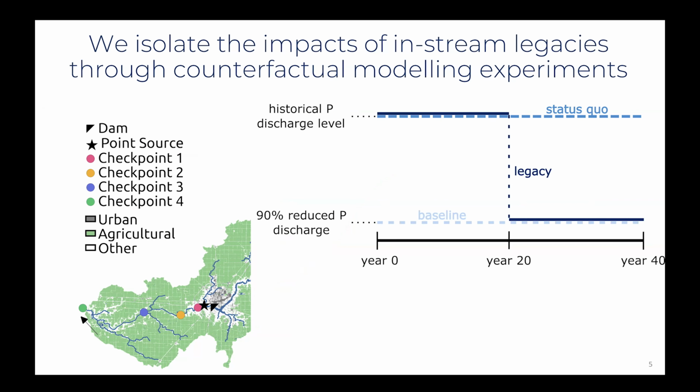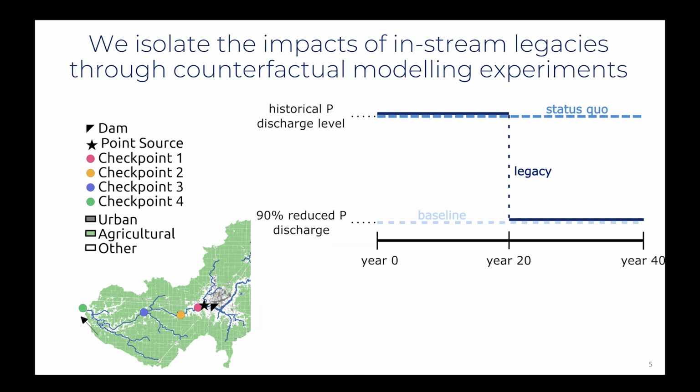These experiments each span 40 years, split evenly between a historical period and a future period. And so first, in the status quo scenario, the point source discharged the amount of phosphorus as was measured from 2001 to 2020 for the historical period, and then continued this high discharge during the 20-year future period. In the baseline scenario, the point source discharges only 10% of what was observed in the historical period, and then continues this low discharge in the future period.